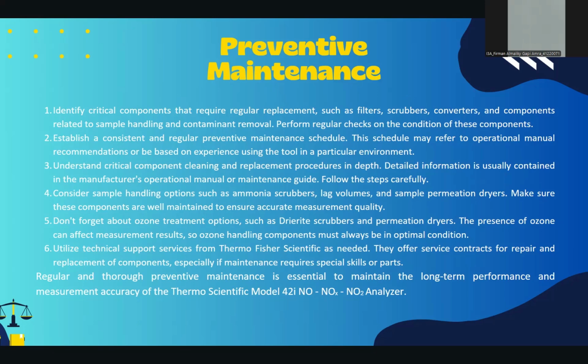Number 3 is understand critical component cleaning and replacement procedures in depth. Detailed information is usually contained in the manufacturer operational manual or maintenance guide. Follow the steps carefully. 4, consider sample handling options such as ammonia scrubbers, sample permeation dryers, etc. Make sure these components are well maintained to ensure accurate measurement quality. Don't forget about the ozone treatment option, and utilize technical support service from Thermo Fisher Scientific as needed.